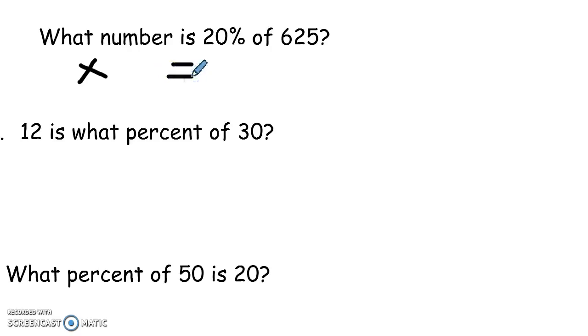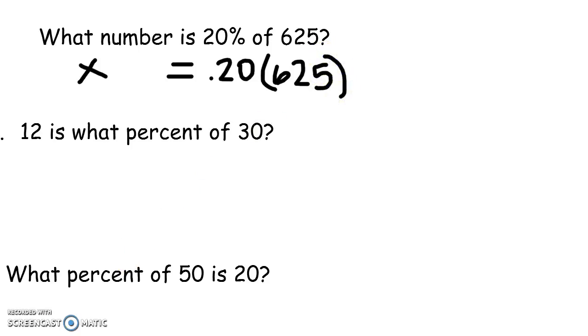What number is 20% of 625? 20% I can write as a decimal, which would be 0.20. You don't really need the 0 at the end. It could just be 0.2. Of means multiplied. I'm going to use parentheses. 20% of, which means multiply, that times 625. And when I multiply that, I will know the answer.